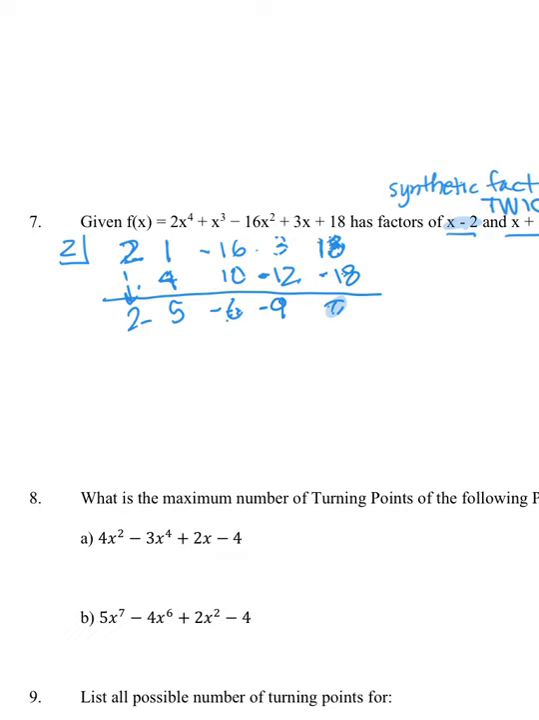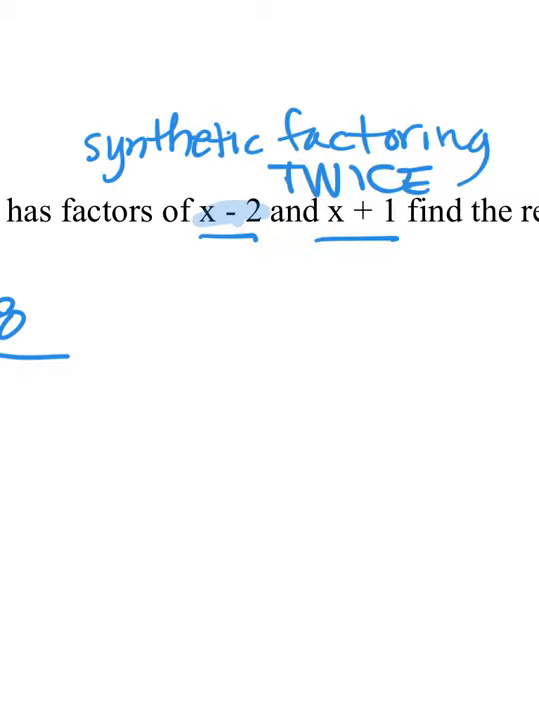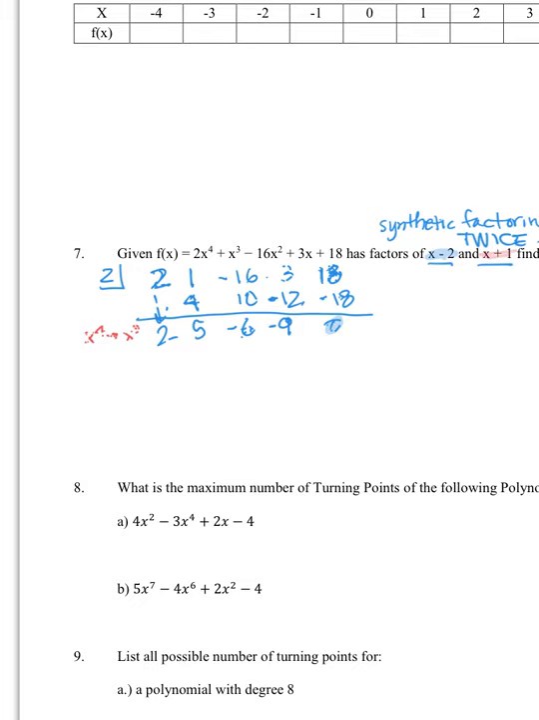Let's do the next one. Do you guys recall? We started off with an x to the 4th. Now we are headed down to an x cubed. We now know we are going to use this additional factor, the x plus 1. So for our next square, we are going to have the negative 1. The 2, the 5, the negative 6, the negative 9 end up being our constants.